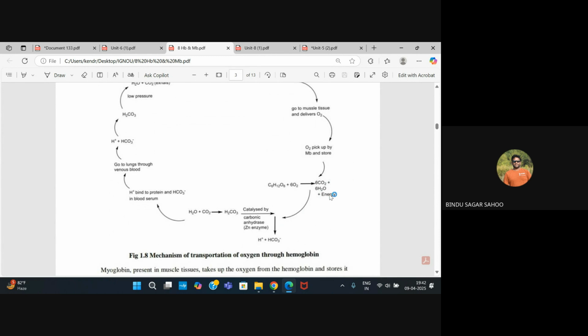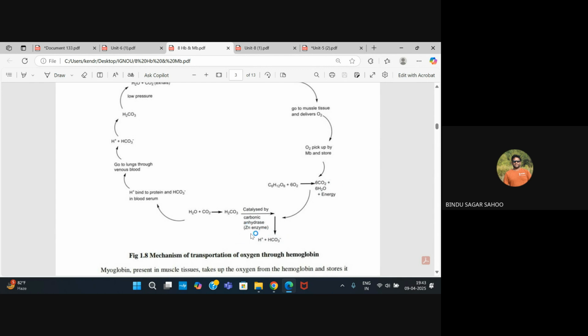Then in the next step, this CO2 will react with water in the presence of an enzyme. Next class we will discuss this particular enzyme, carbonic anhydrase. This is a zinc enzyme. In the presence of this zinc enzyme, it will get converted to H plus and HCO3 minus. First it will get converted to carbonic acid, and this carbonic acid is a composition of two ions, one H plus ion and this other anion.